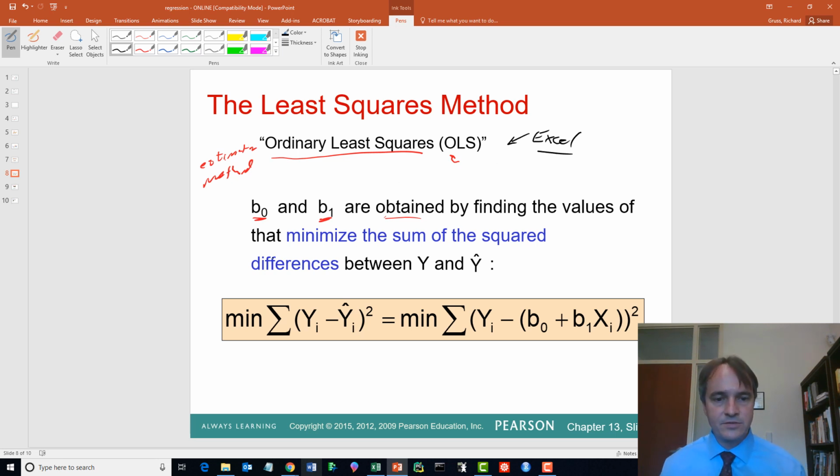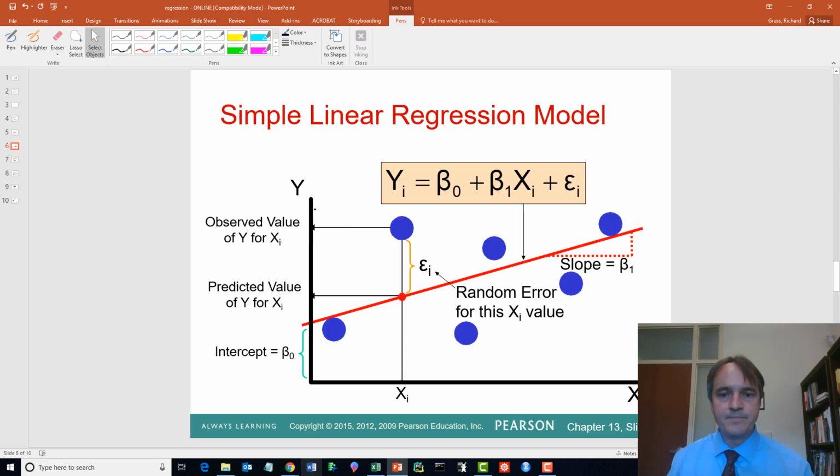And so it really comes down to this. What we're doing is we're trying to come up with a beta naught and a beta 1 such that we are minimizing how far off we are. So let's take a look back here. When we draw a line, we are going to be off by a certain amount. Invariably, most of these are not going to be precisely on the line. So what we want to do is draw the line such that these distances are minimized, right? And so here these are called errors.